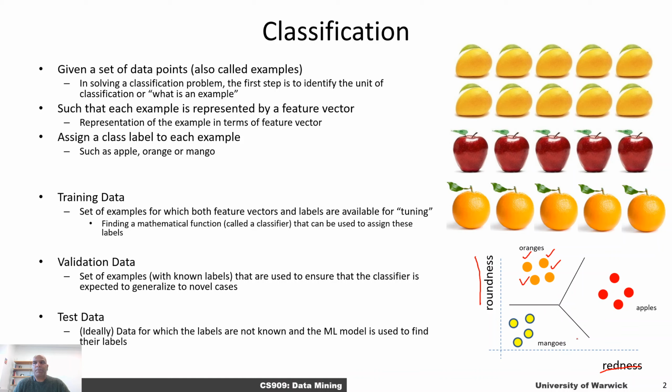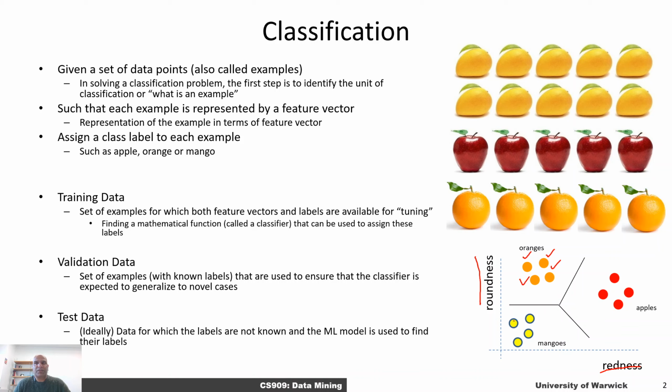If you have a mango, mangoes have lower redness in comparison to oranges. That's why they are further left on the x-axis, and they're not that round. So that's why they score low on the roundness axis. That's why they end up over here at the bottom of this scatter plot. In terms of apples, apples are highly red. They are not as round as oranges sometimes, as you can see, especially these apples that you have on your screen. So you can represent them like this.